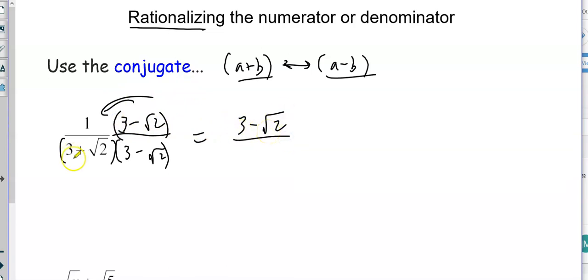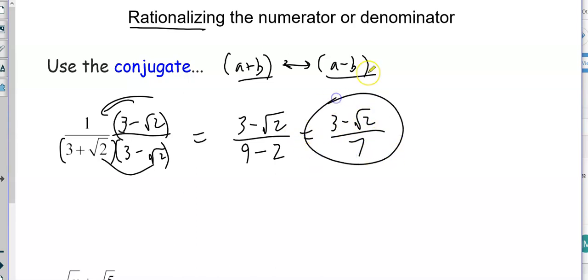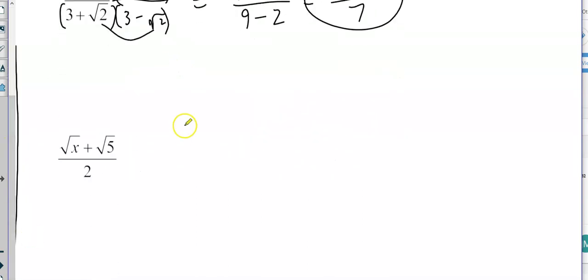All over. First times first is 9, minus last times last is 2, or square root of 4, which is 2. So we get 3 minus square root of 2 all over 7, which is simplified, or at least rationalized. There's no more irrational numbers in the denominator. So sometimes, in calculus we do this. We want the numerator rationalized. So we're okay with the denominator, we just don't want it in the numerator.